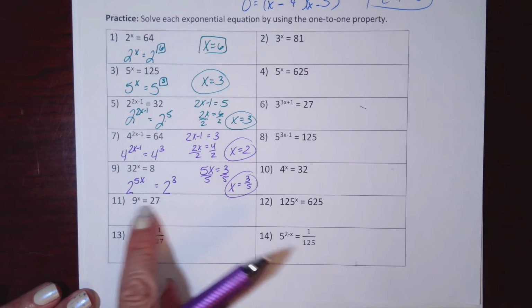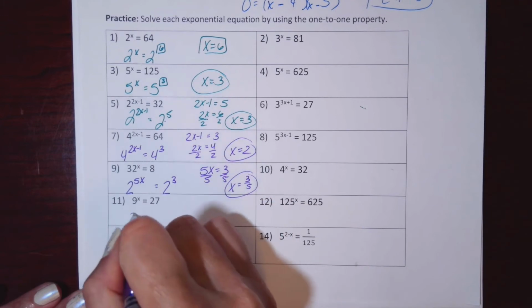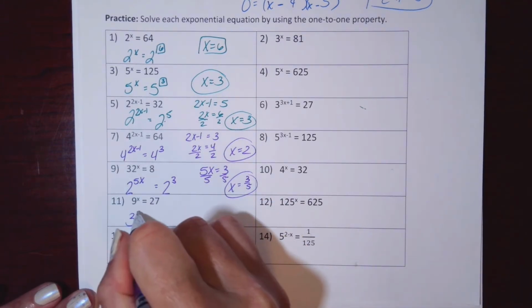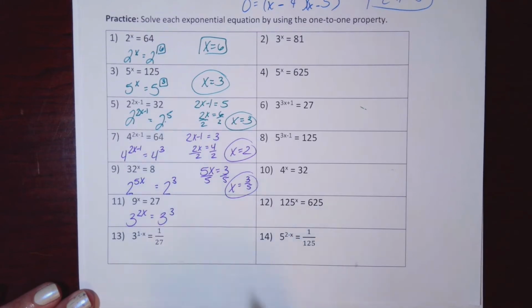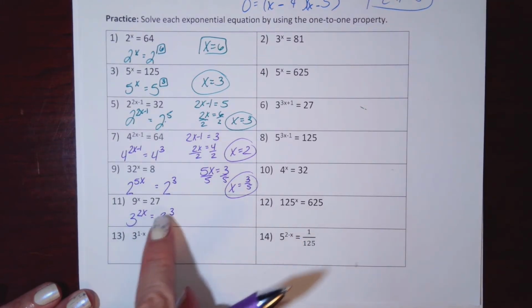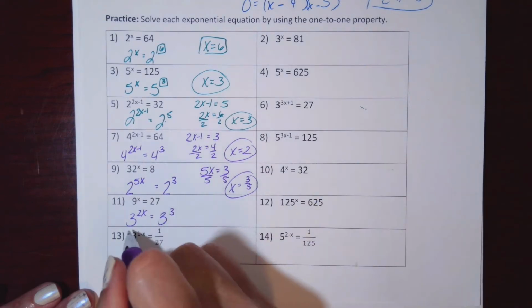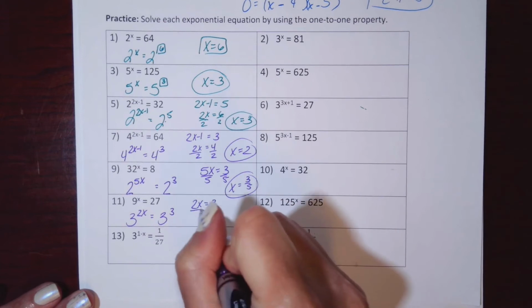Number 11, 9 to the x equals 27. Again, I can't raise 27 or 9 to a power and get 27, so I need to go to 3 as my base. 3 squared is 9. 2 times x is just 2x. 3 cubed is 27. Now that my bases are the same, I set my exponents equal to each other.